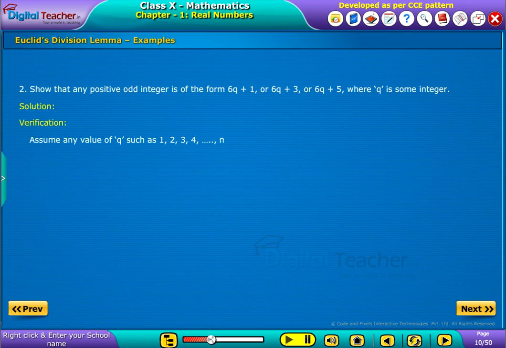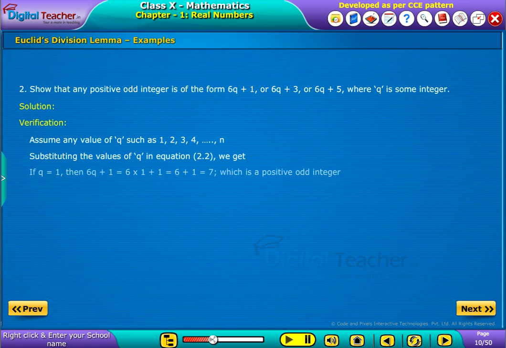Verification. Assume any value of q such as 1, 2, 3, 4, and so on up to n. Substituting the values of q in equation 2.2, if q equals 1, then 6q plus 1 is equal to 6 into 1 plus 1, which is 6 plus 1, that is 7, which is a positive odd integer. 6q plus 3 is equal to 6 into 1 plus 3, which is 6 plus 3, that is 9, which is a positive odd integer.